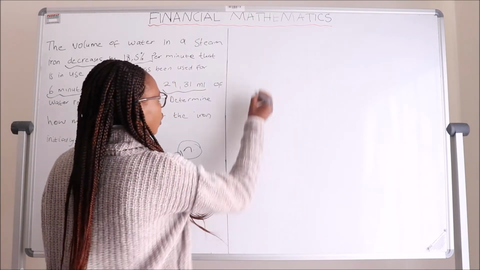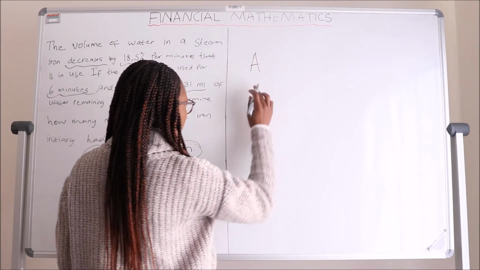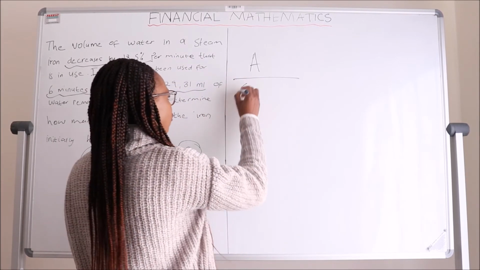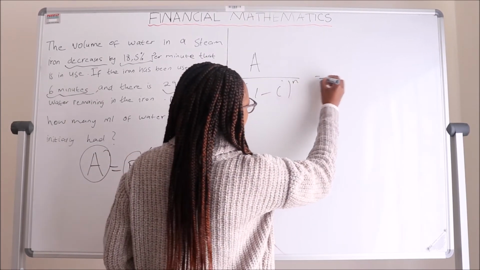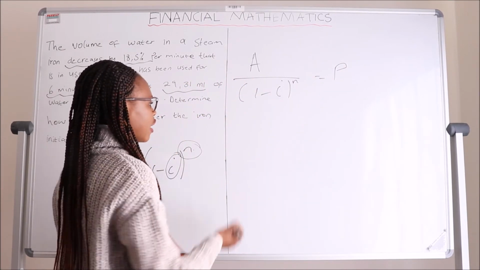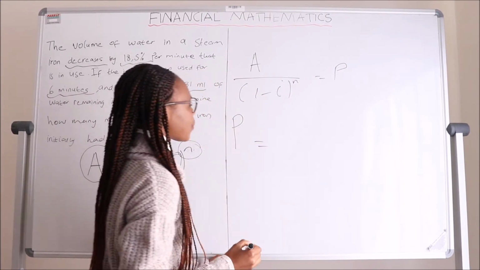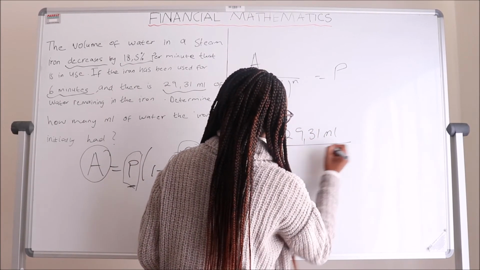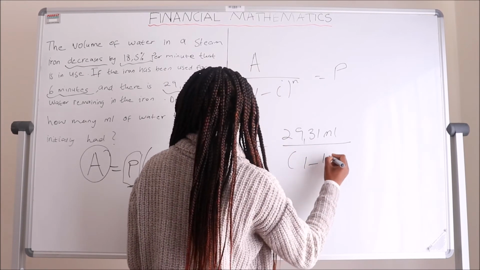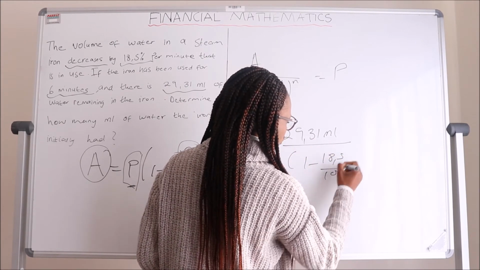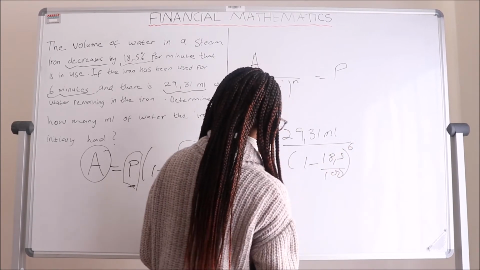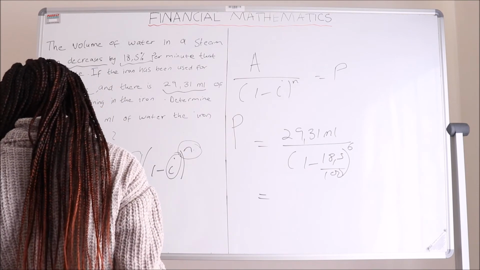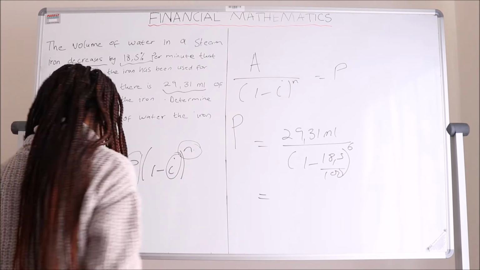So let's see how we're going to calculate that. We already have A, so what we're looking for is P. Making P the subject of the formula, we'll have A divided by 1 minus i to the exponent of n equals P. Then we'll just substitute everything that we have, and there we'll have our answer. Our A in this case is 29.31 millimeter, divided by 1 minus i, which is 18.5. Remember, I told you guys that you must divide by 100, and our duration is 6 minutes. Then from here, we'll just use a calculator.